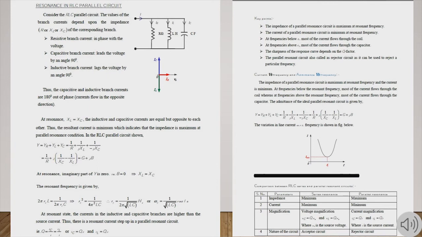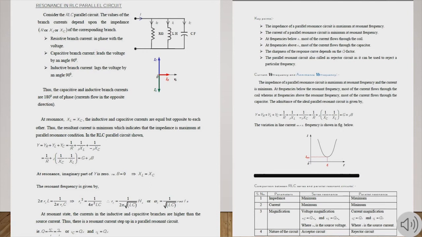Resonance in RLC parallel circuit. Consider the RLC parallel circuit. The values of the branch currents depend upon the impedance R or XL or XC of the corresponding branch. Resistive branch current is in phase with the voltage. Capacitive branch current leads the voltage by an angle of 90 degrees. Inductive branch current lags the voltage by an angle of 90 degrees. Thus, the capacitive and inductive branch currents are 180 degrees out of phase. That is, current flows in the opposite direction.